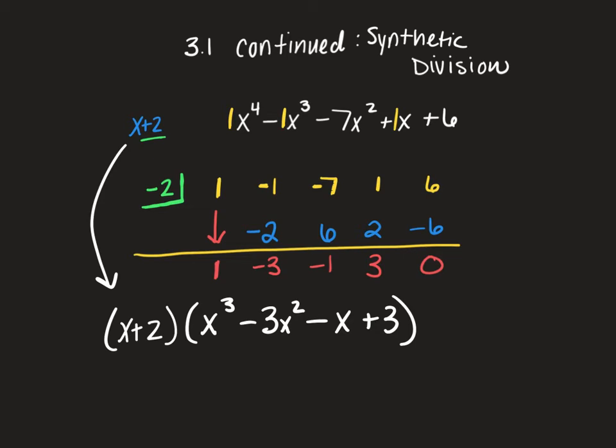Okay, so let's go through how I did this again. You just start with the second highest power. So x to the fourth was the highest, so we start with x to the third and you just work your way down. All right, let's do another example.